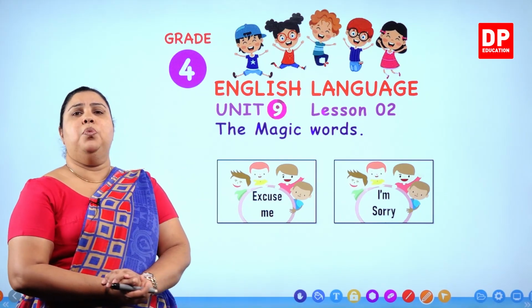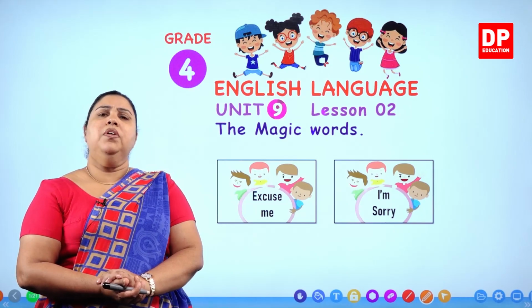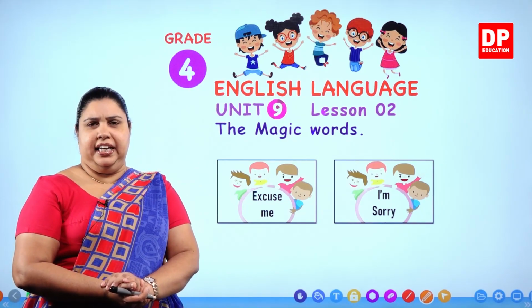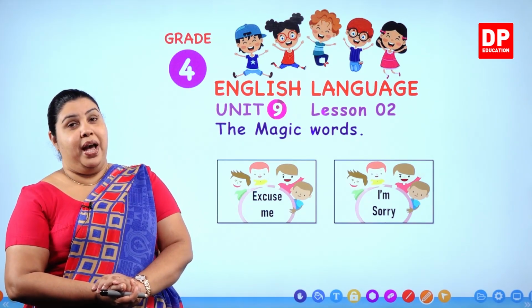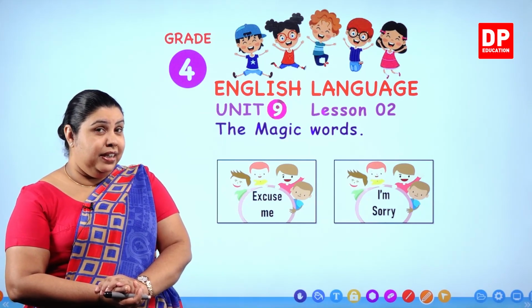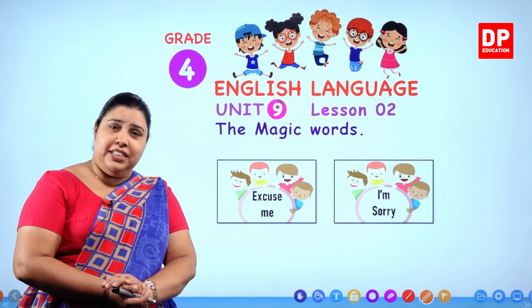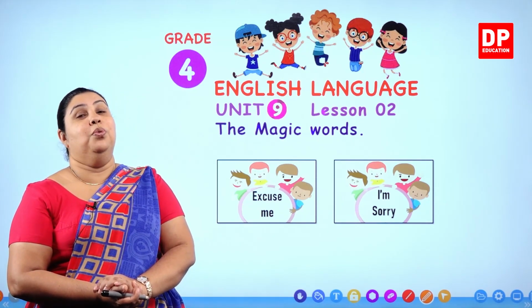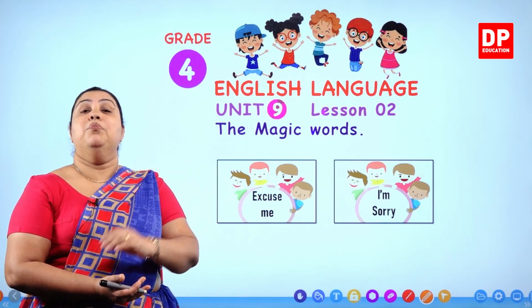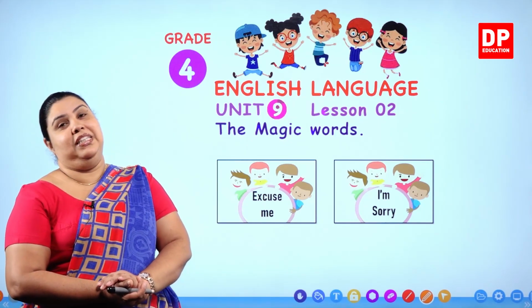The magic words. Are we going to have a magic show in this lesson today? In our English lesson, are we going to do any magic shows? Oh, that's going to be even more important than a magic show.